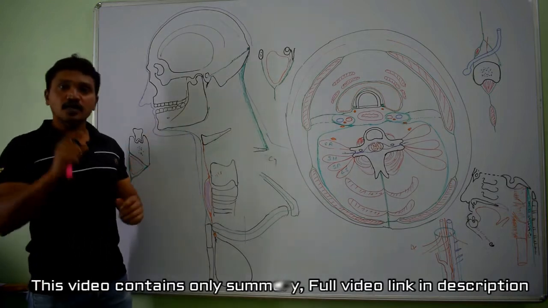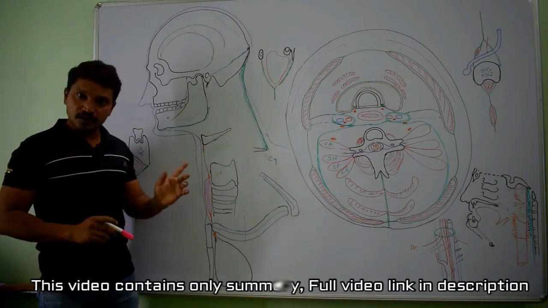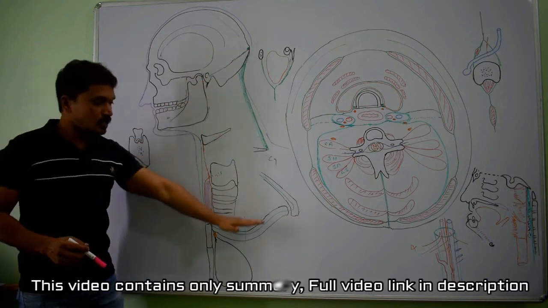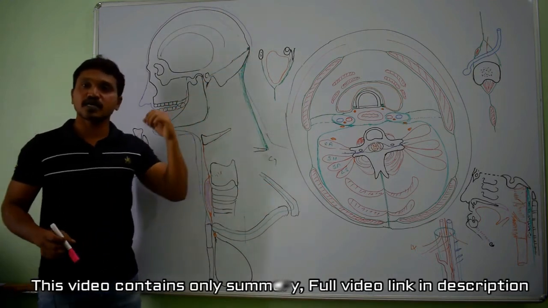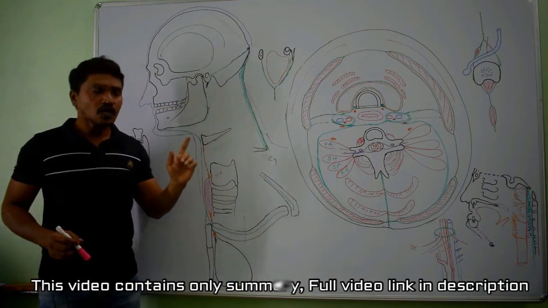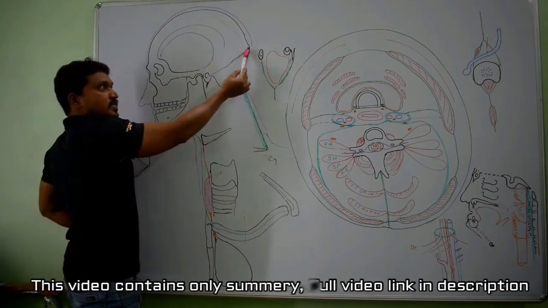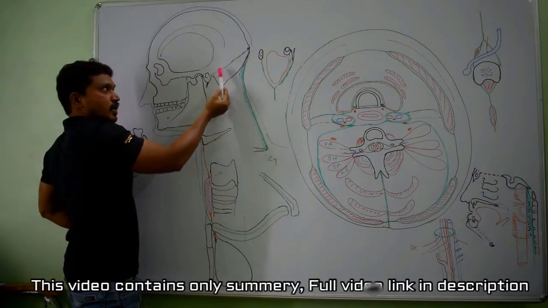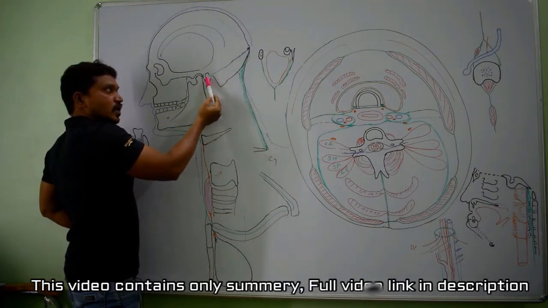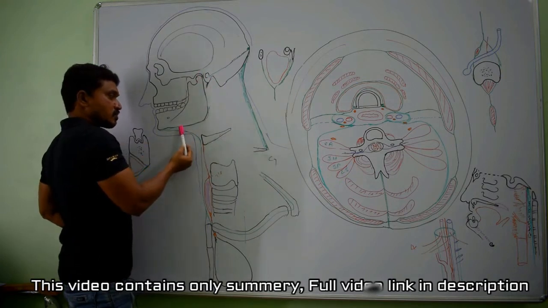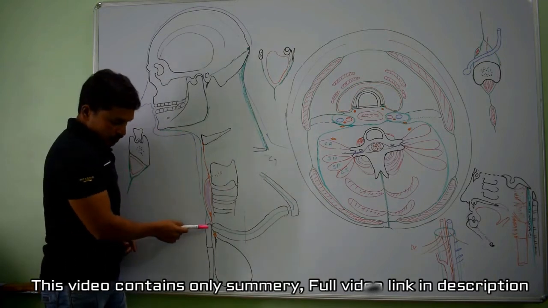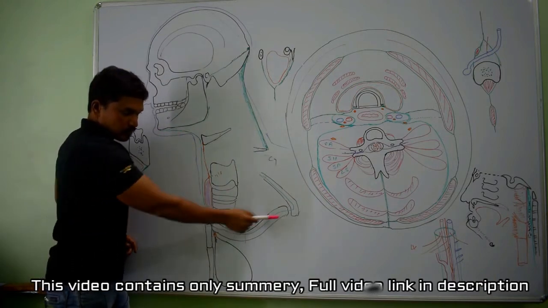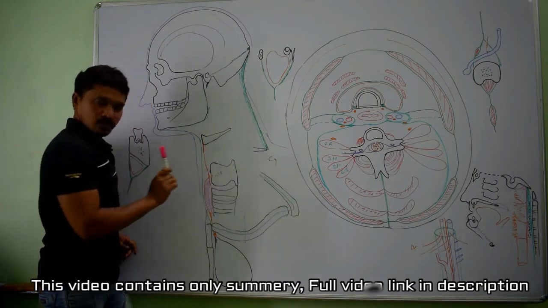Then if you take the investing layer of deep cervical fascia first, superiorly somewhere it has to attach, inferiorly somewhere it has to attach, posteriorly somewhere it has to attach, anteriorly also somewhere it has to attach. So superior attachment: external occipital protuberance, superior nuchal line, mastoid process, external acoustic meatus, zygomatic arch, angle of the mandible, base of the mandible, symphysis menti. Then inferior attachments: manubrium sterni, clavicle, acromion process, spine of scapula.